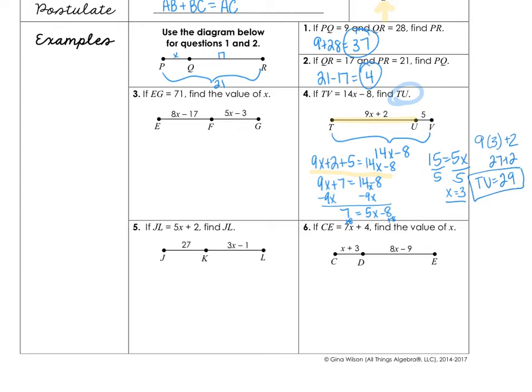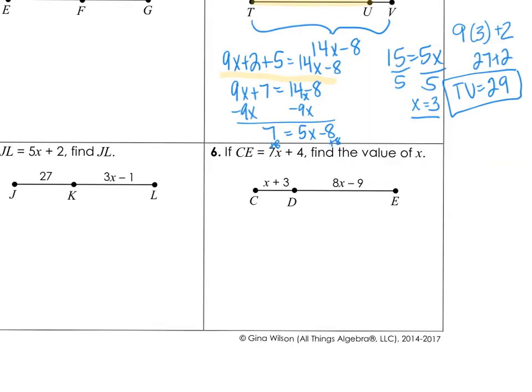All right, last example we're going to do together here. You're going to go back and work on the evens, but for now we're going to do the odds. For now we're going to do the even ones. So for this one, CE is 7x plus 4.